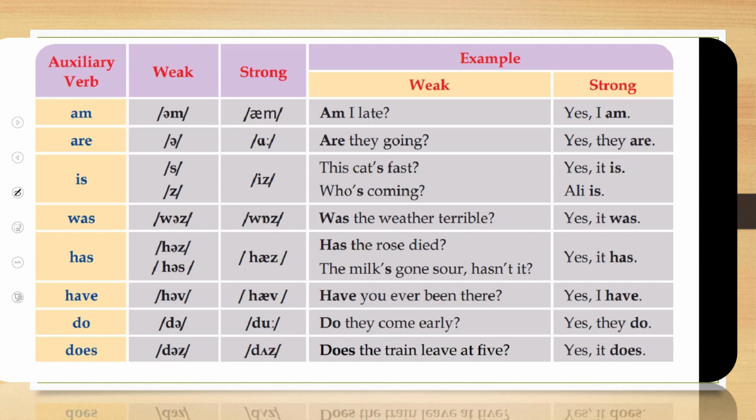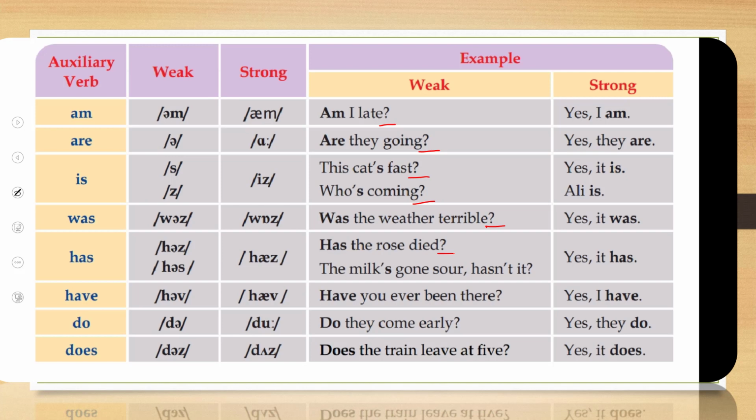Okay, look at the example. In the weak form, we said, am I late? This is a question. Are they going? Another question. This cat's fast. Who's coming? It's another question. Was the weather terrible? Question. Has the rose died? So we conclude that we use the weak form in the question and affirmative sentences.